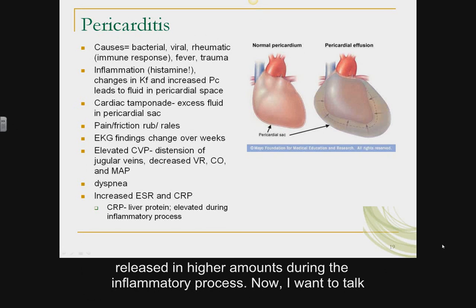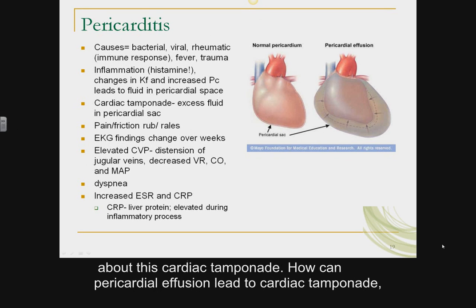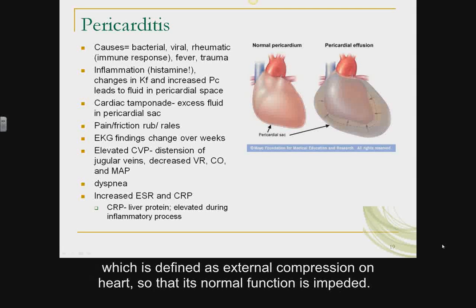Now, I want to talk about this cardiac tamponade. How can pericardial effusion lead to cardiac tamponade, which is defined as external compression on the heart so that its normal function is impeded?